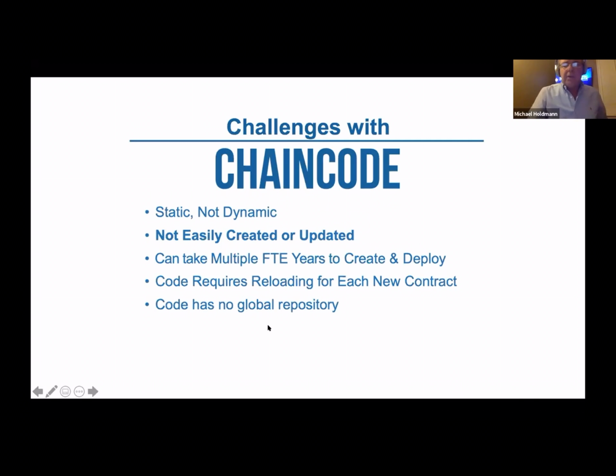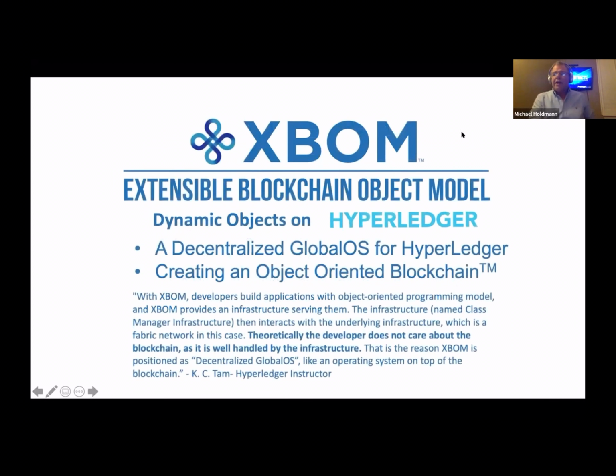So what we have is the eXtensible blockchain object model. Now, a little history about the eXtensible blockchain object model. We call it a decentralized global operating system. And the first time we've integrated it with a blockchain is on Hyperledger. We'll go back to where it started from.